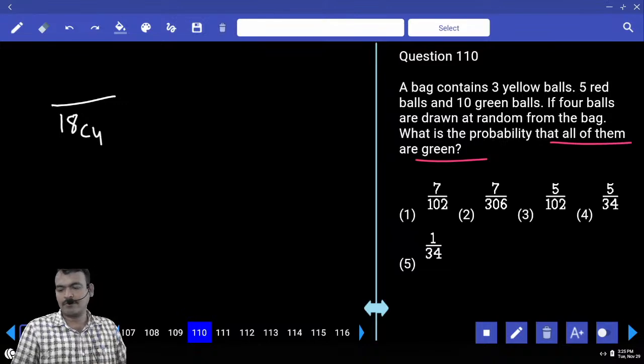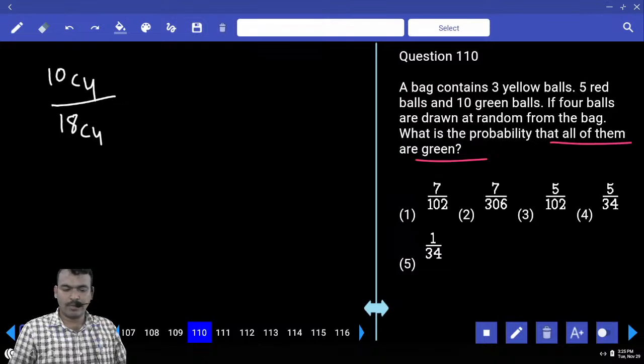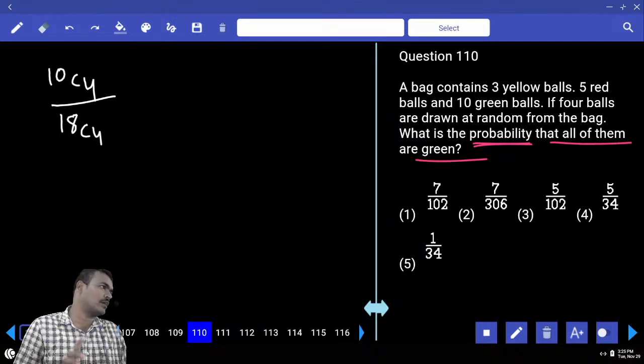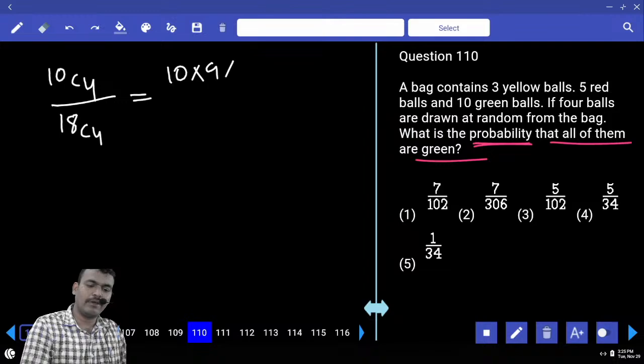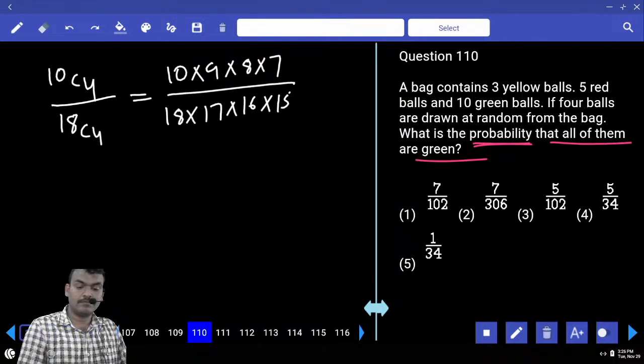That 4 balls are which one? Green. How many green are there? 10 or not. Then we return 10 C4. 10 C4 by 18 C4. Directly mention or not? Probability means favorable cases by total cases or not. 10 C4 means we return 10 into 9 into 8 into 7 by 18 C4. 18 into 17 into 16 into 15 or not?